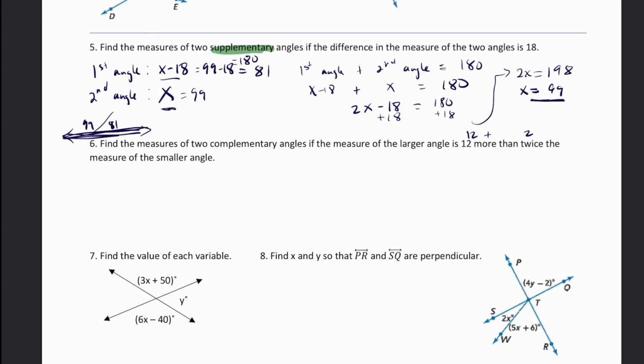Number 6. Okay, the next problem, number 6, it says find the measure of two complementary angles if the measure of the larger angle is 12 more than twice the measure of the smaller angle. So let's go ahead and find some keywords here. Complementary angle, that means I have two angles that add up to 90 degrees. And we can take a look at the two pieces of information here.